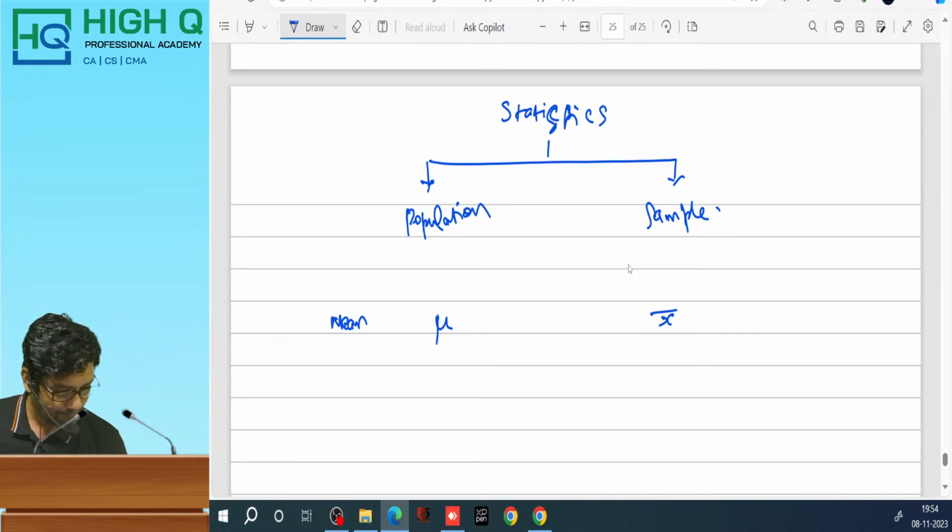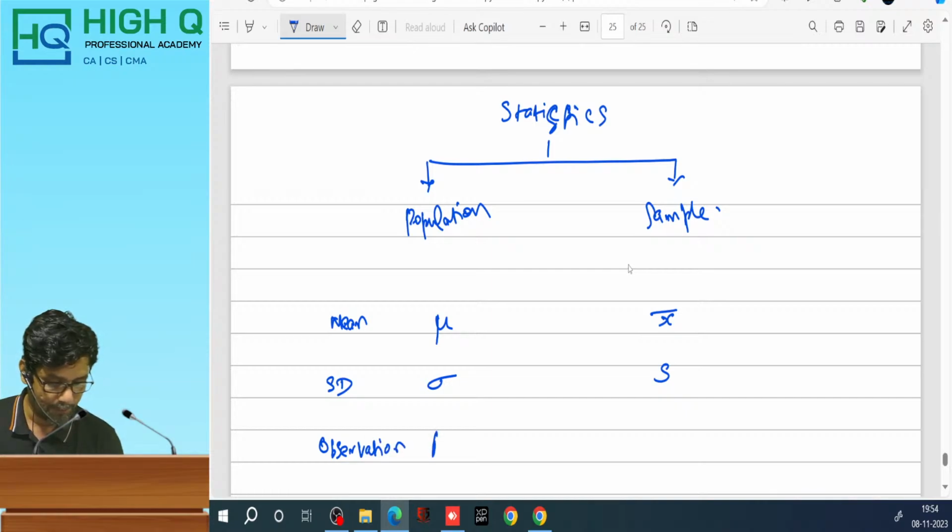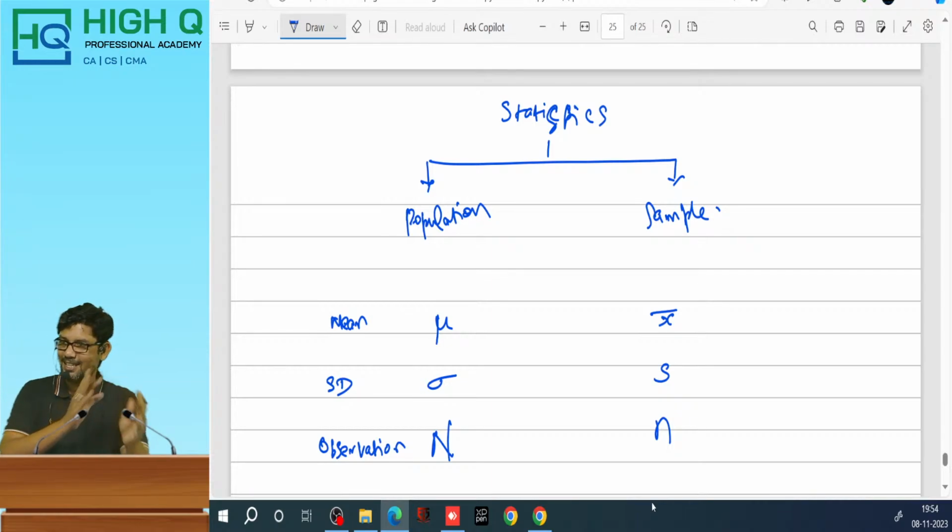Next, after mean, next one is standard deviation. When it comes to population, we put it as sigma. When it comes to sample, we put it as S. Next, number of observations. For population, we put it as capital letter N, and for sample, small letter n. I hope now you understand the difference, right?